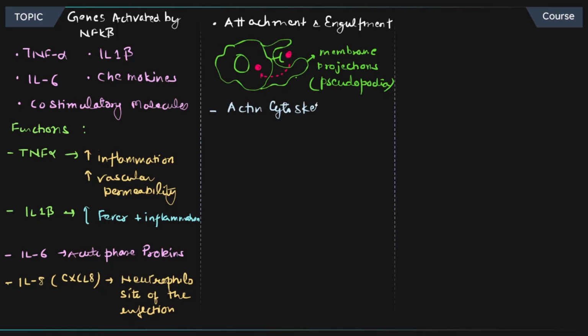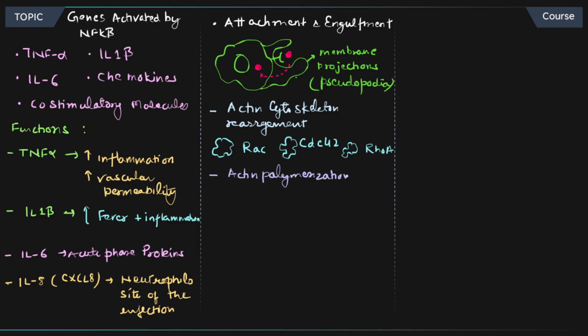Actin cytoskeleton rearrangement is a very, very important process for this particular pseudopodia formation. Further, there are various proteins that are involved. The first one is RAC protein. The second one is CDC42 protein. And then you have Rho A. These are really important proteins involved in this. Their role is actin polymerization and membrane movement. Membrane movement is required for the eating process, pseudopodia formation, false foot formation, which will happen because of these proteins.